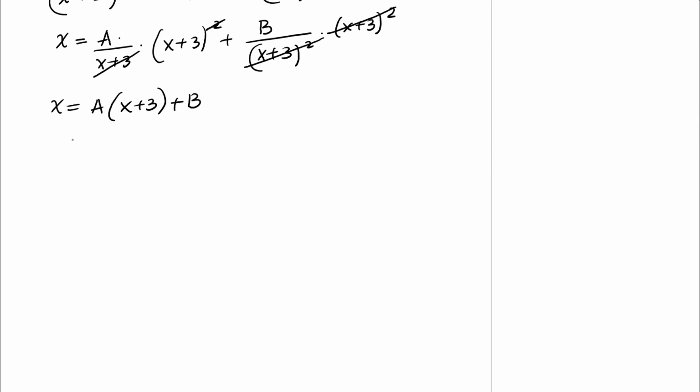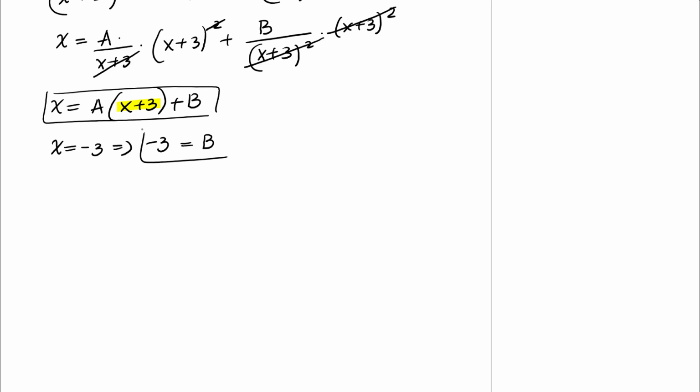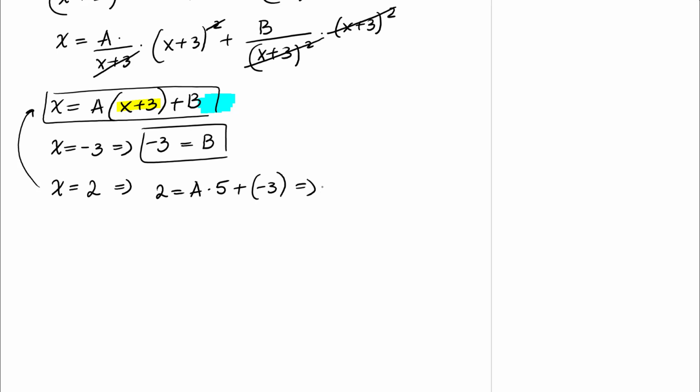I'm going to do the same thing I did before. I set x equal to negative 3, plug it into this relation, and I get negative 3 equals, this quantity becomes 0, so it equals B. So B equals negative 3. Now there is no other 0 to use here, so I'm just going to set x equal to any value. Let's just choose 2. When we replace it in here, we get 2 equals A times 5 plus B, but B is negative 3. If we solve this, we get 5 equals 5A, A equals 1.